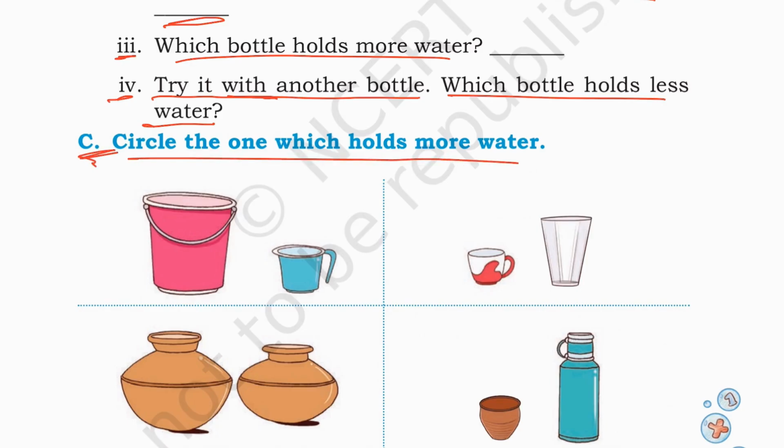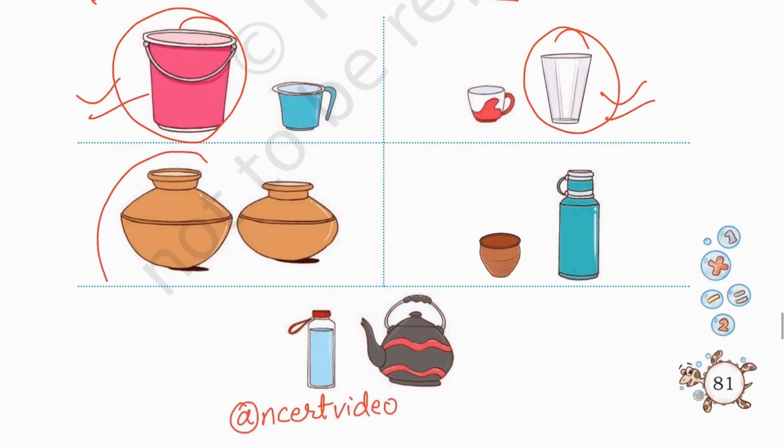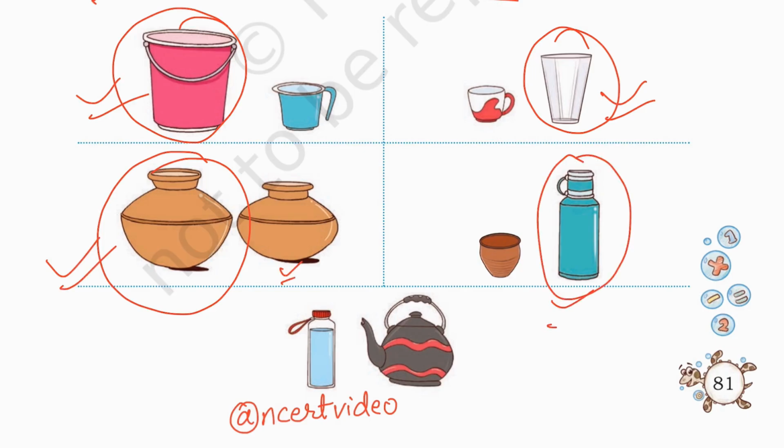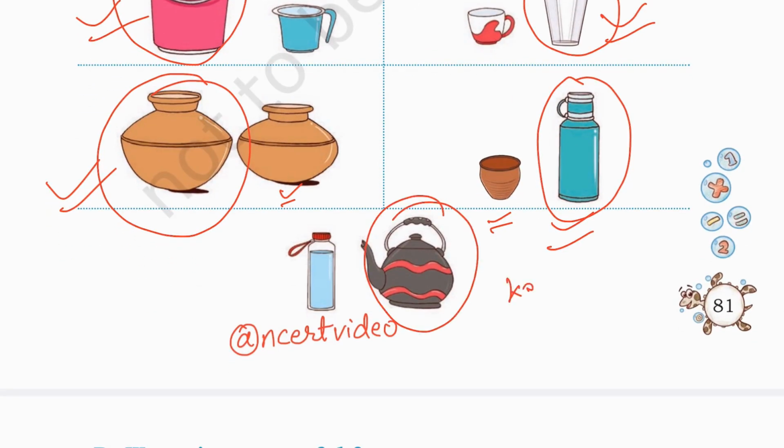Circle the one which holds more water. This bucket will hold more water. This glass will hold more water than the cup. This pot will hold more water than this pot. This bottle will hold more water than this cup. This kettle will hold more water than this bottle.